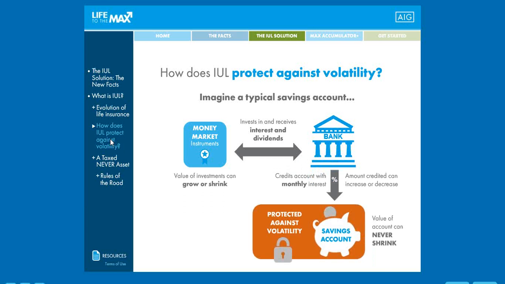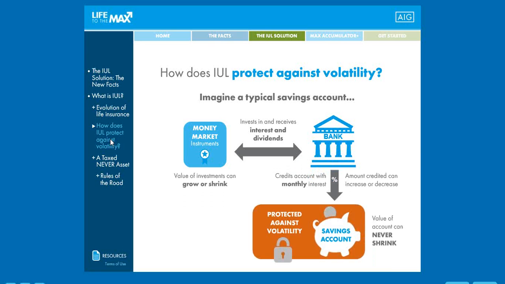So every month or every year, they're going to credit your account with a certain interest amount. Well, how does the bank get that interest? Well, they're loaning money out at a higher rate, but they're also investing some of the bank's money in money market instruments, which could grow or even shrink, and the bank assumes the risk there.